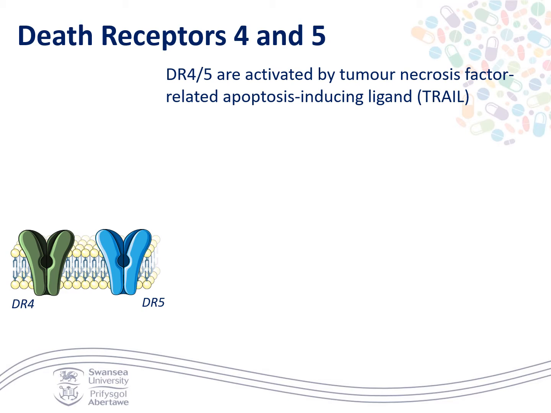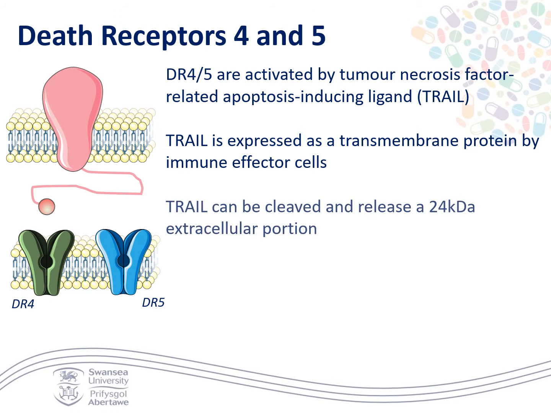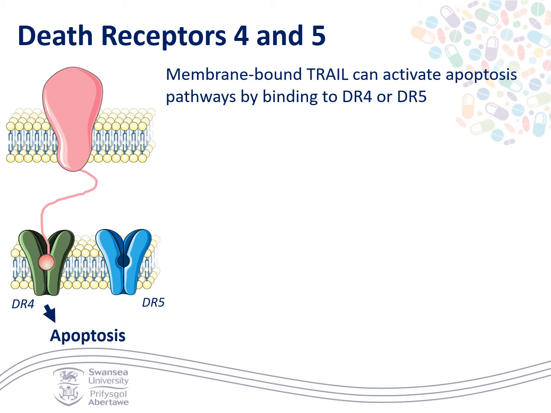Now, it's no surprise that people do not tend to say tumor necrosis factor-related apoptosis-inducing ligand, because it takes too long and you'll be out of breath before you finish your sentence. As a result, we tend to refer to it as TRAIL. And TRAIL is expressed on the membrane as a transmembrane protein by immune effector cells. TRAIL can be cleaved and release a 24 kilodalton extracellular form, which ultimately can then activate either DR4 or DR5 and trigger a number of downstream signaling pathways in order to activate cellular death, or apoptosis.